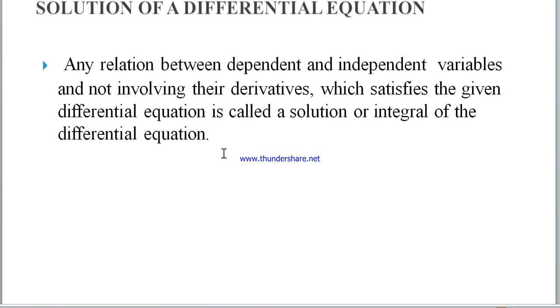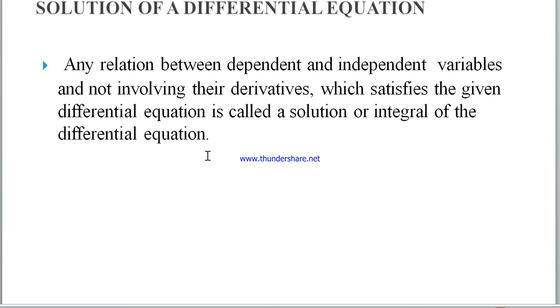Next, the solution of a differential equation. A solution of the given differential equation is a relation between the dependent and independent variables, not involving their derivatives. In the solution there are no derivatives; you only write the relation between dependent and independent variables by solving with different methods and applying differentiation. A relation between the dependent and independent variables which satisfies the given differential equation is called a solution or integral of the differential equation.